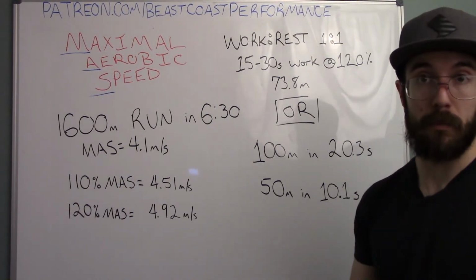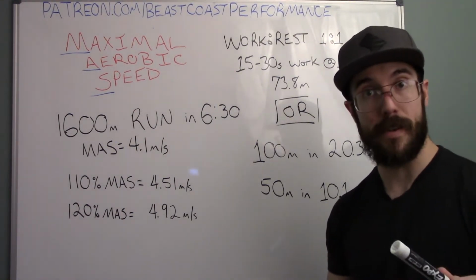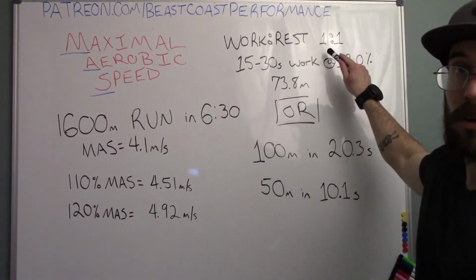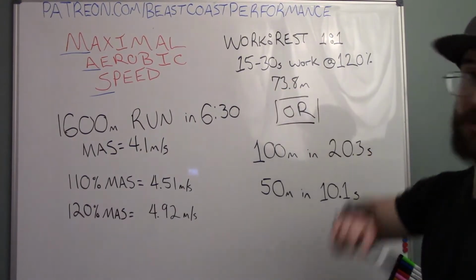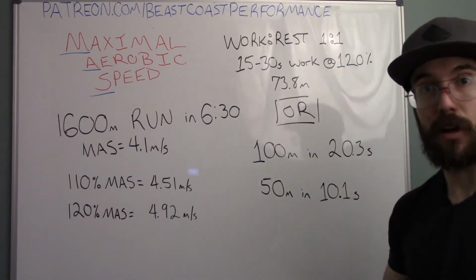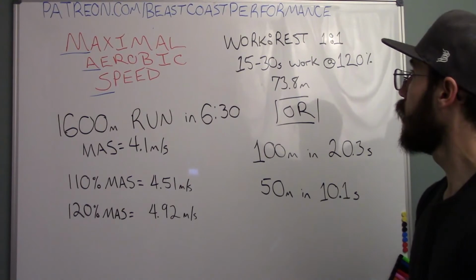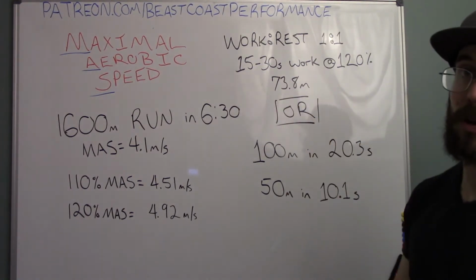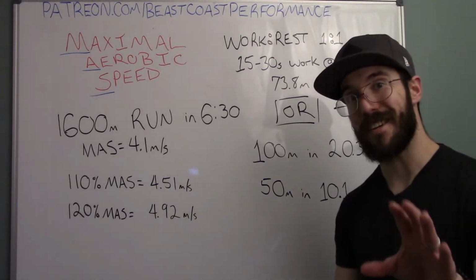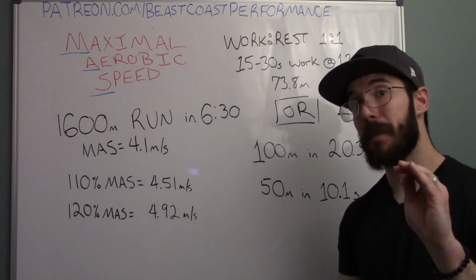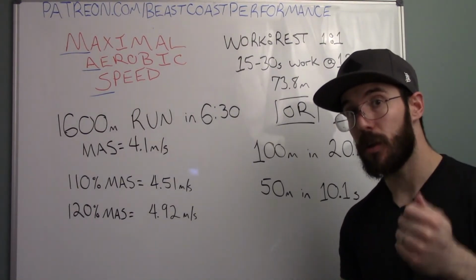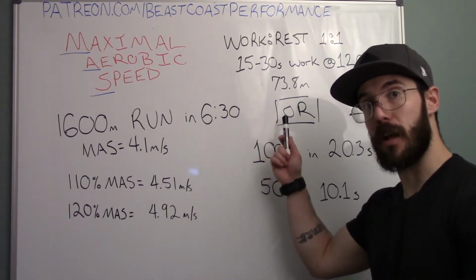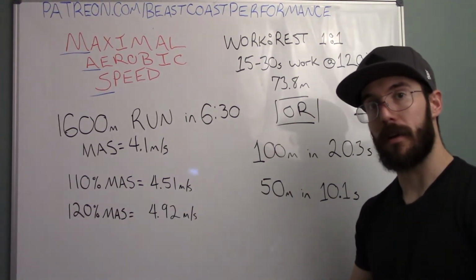Here's how we're going to program our times or distances for our MAS intervals. We want a work to rest ratio of 1 to 1. We want to be doing 15 to 30 seconds of work at that 120%. So in that case, if we're going to do 15 seconds of work, we're going to need 73.8 meters of space, because the objective here is we're going to run at a pace where on a timer we run 15 seconds, and at the 15-second mark we cross the finish line 73.8 meters away.